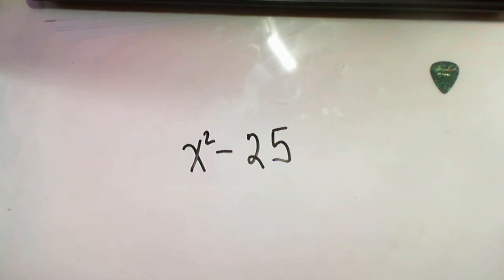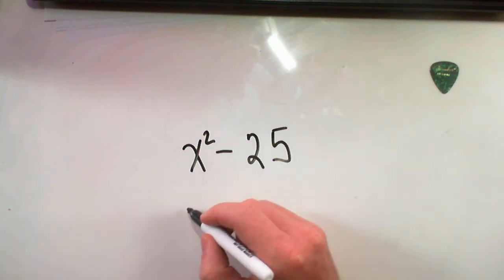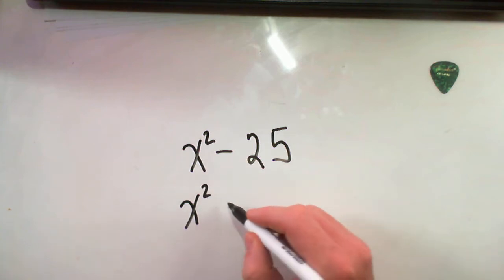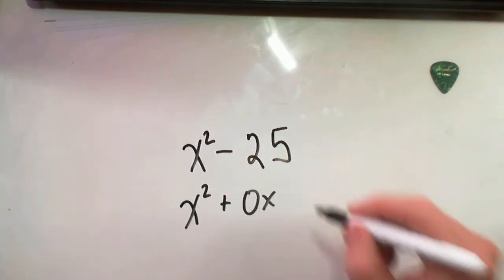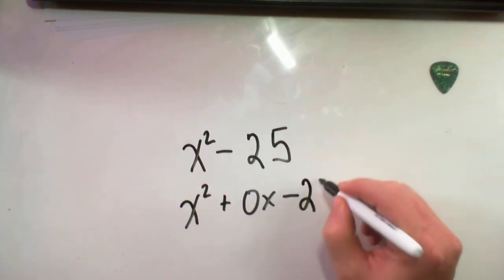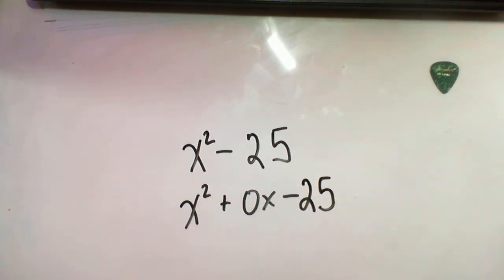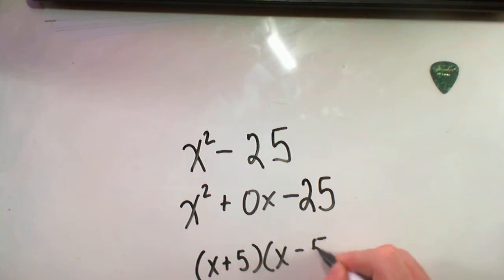Number one, you could look at it just like any other quadratic factoring problem, meaning you could consider that as x squared plus 0x minus 25. Adding a 0x does not change the value of anything. Now I'm looking for two numbers that when I add them together I get 0, and when I multiply them I get negative 25. So that's going to be x plus 5 times x minus 5.